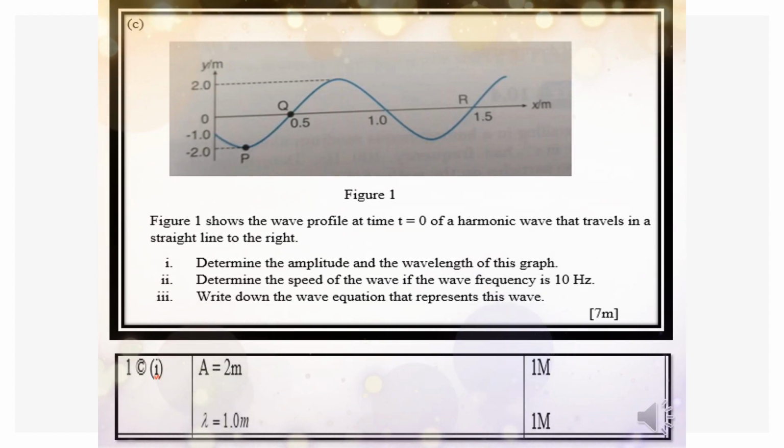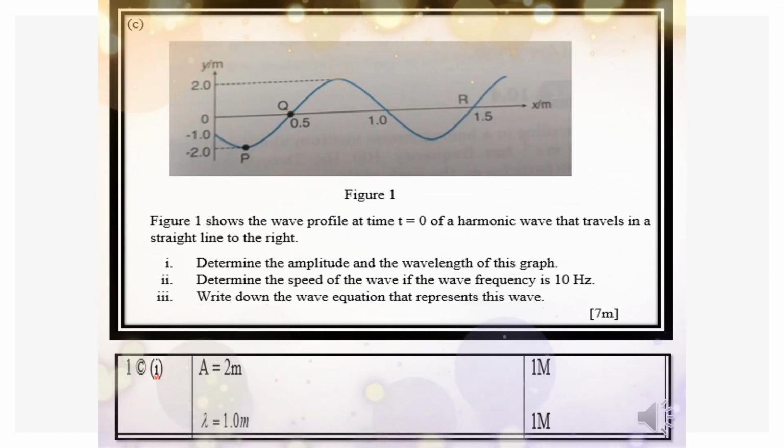So we need to know what is the definition of amplitude. Amplitude is referred to maximum displacement. So the answer is 2 meter. Please state the unit correctly. 2 meter, dekat sini. Tengok unit dia.